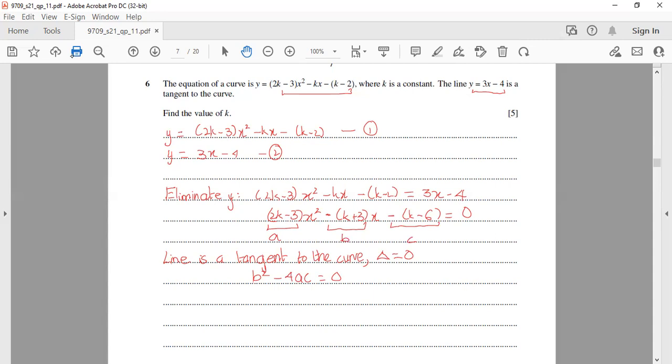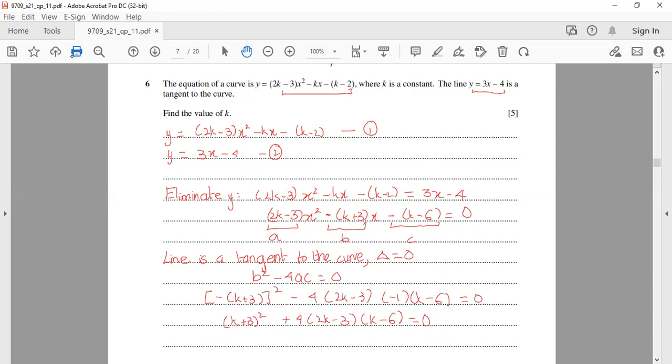Donc, vous remplacez. Minus (k plus 3) whole squared minus 4 times (2k minus 3) times (minus k minus 6) is equal to 0. Donc, minus 1 to the square is plus 1, (k plus 3) to the square. Minus 4 times minus 1 is plus 4 into (2k minus 3) into (k minus 6) is equal to 0.